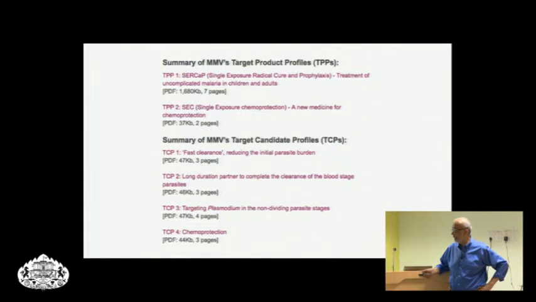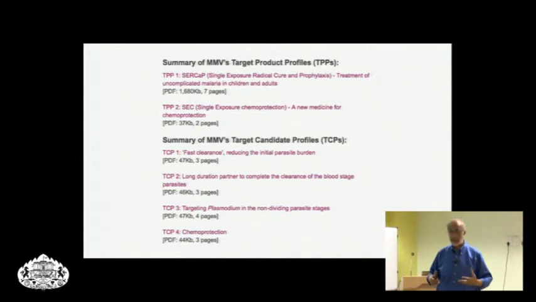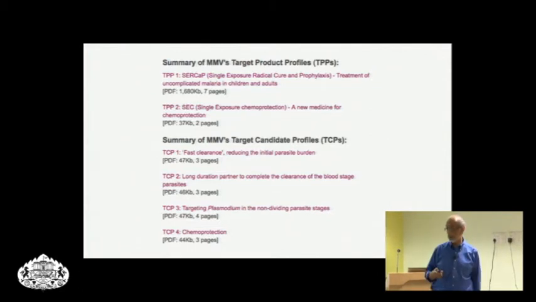Long duration partner to complete the clearance. We need to have a good partner for that, and it should be targeting hypnozoites, non-dividing parasite stages, including gametocytes. Gametocytes don't divide until they are taken up by mosquitoes. And it can also give you chemoprotection. Those are the criteria that they would like to have for the candidate compounds.